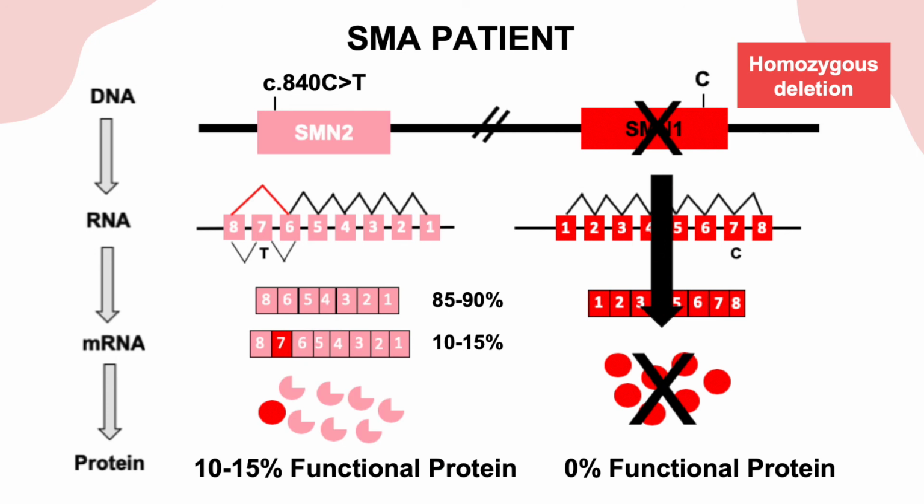This single base pair difference causes exon 7 to be spliced out of SMN2 mRNA. This results in the production of non-functional truncated protein. Importantly, the exclusion of exon 7 during transcription is incomplete, and 10 to 15% of the SMN2 mRNA transcripts are full length and translated into functional protein.